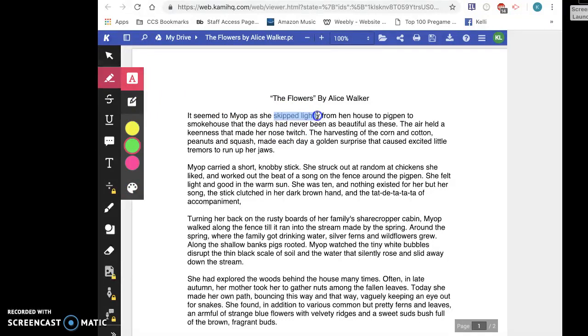Before I even found out that Mop was 10, I was almost 100% positive that she was a young girl because the author chose purposefully these playful, childlike verbs here in the story to show me that. So she's skipping lightly from hen house to pig pen. She is striking out with this stick, striking out at random at these chickens. She's working out the beat of a song, drumming on the fence as she goes along. Okay, and here it says that she felt light and good in the warm sun. She's a kid. She's enjoying the day. It even goes on to tell us that nothing is existing for her but the song, the stick, the drumming. She's not thinking, she's not having any heavy, deep life revelations going on in her head.